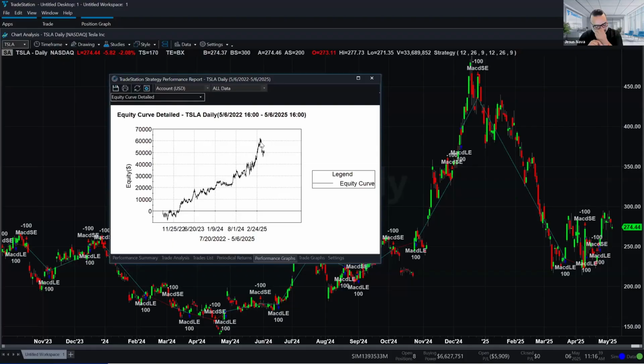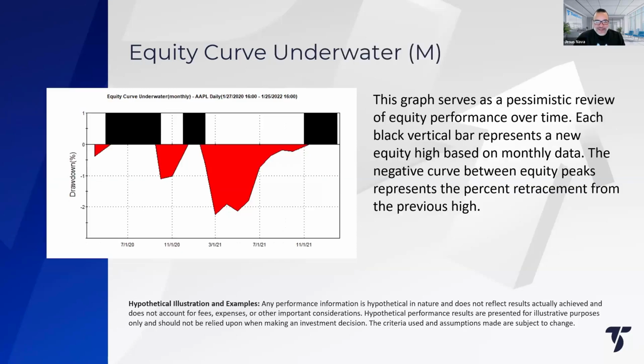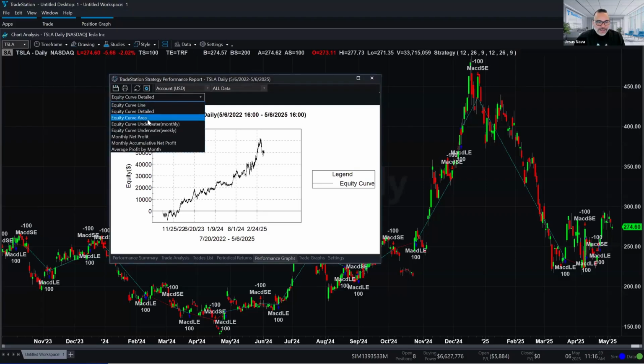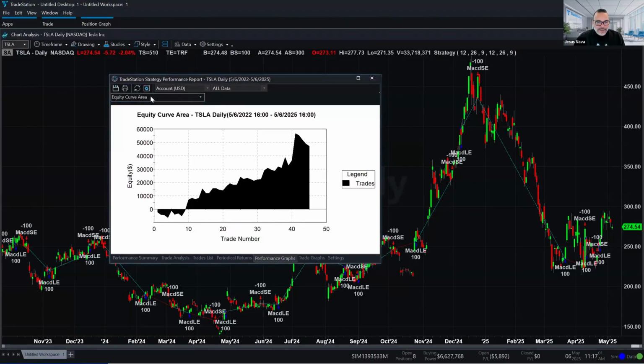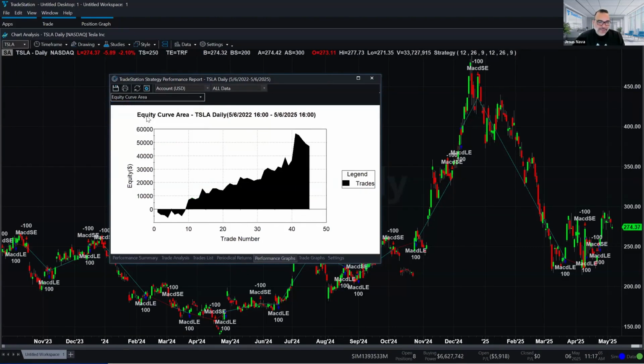Hopefully that makes sense. Equity curve area is similar to the equity curve line. It's just a different display. It just shades the area dark, nothing more than that. Let me go back here to my TradeStation. This is like the curve area. This is the equity curve line turned into an area chart. That's exactly what it is. Sometimes you get a little bit more visibility as to the negative areas.